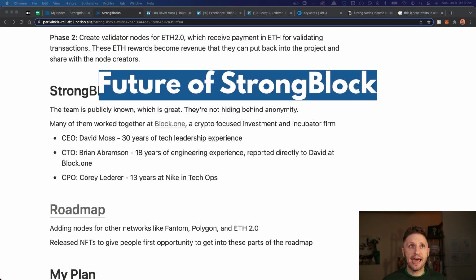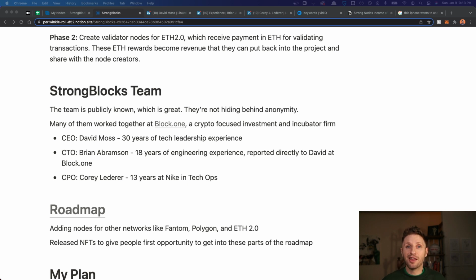On their roadmap, they're planning to add nodes from other networks like Phantom. They just started Polygon in beta, and they should be rolling it out soon. And of course, ETH 2.0.